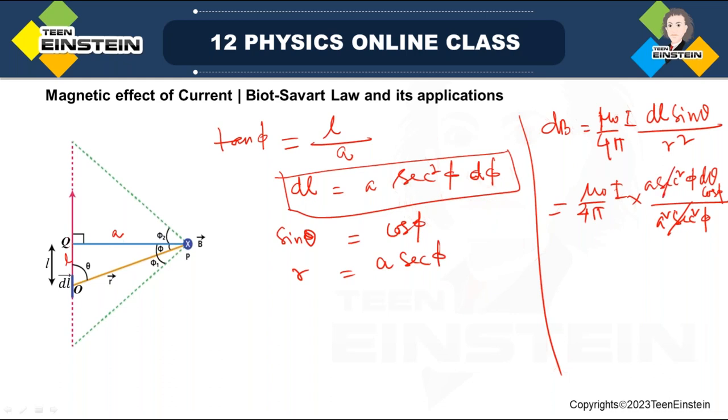So these two will get cancelled, and one a will be here. So what we get is mu 0 by 4 pi a, and cos phi d phi. Mu 0 I by 4 pi a, cos phi d phi, so I will be here.